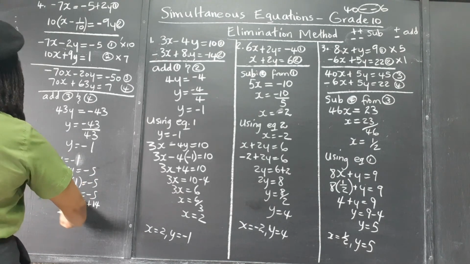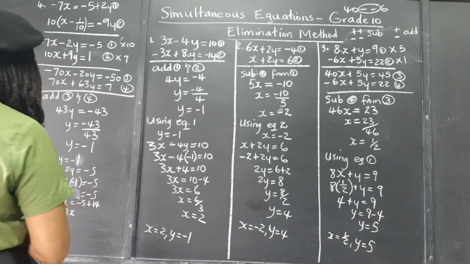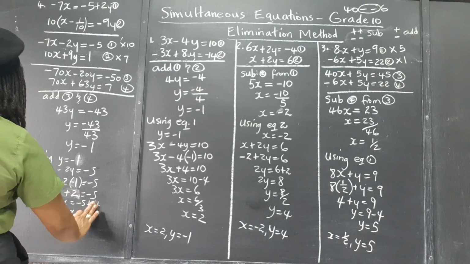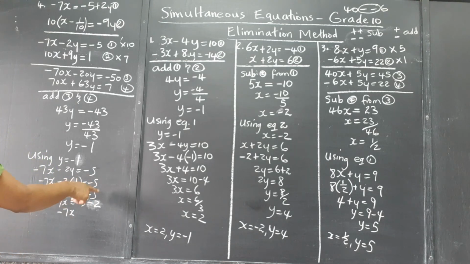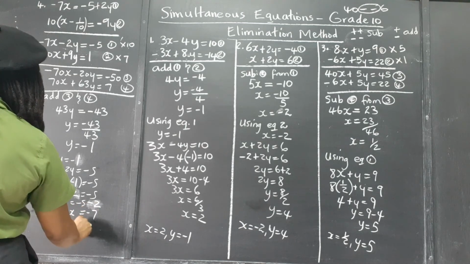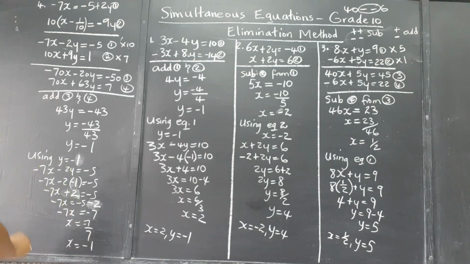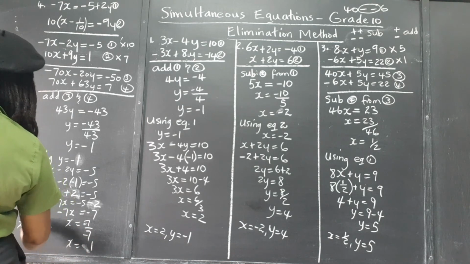Alright, so negative 2 times negative 1, that's positive 2. And when we bring it over here, it's going to become a negative 2. Alright, so negative 5 minus 2, that's negative 7. So x is negative 7 divided by negative 7, which gives us positive 1. So x is positive 1 and y is negative 1.